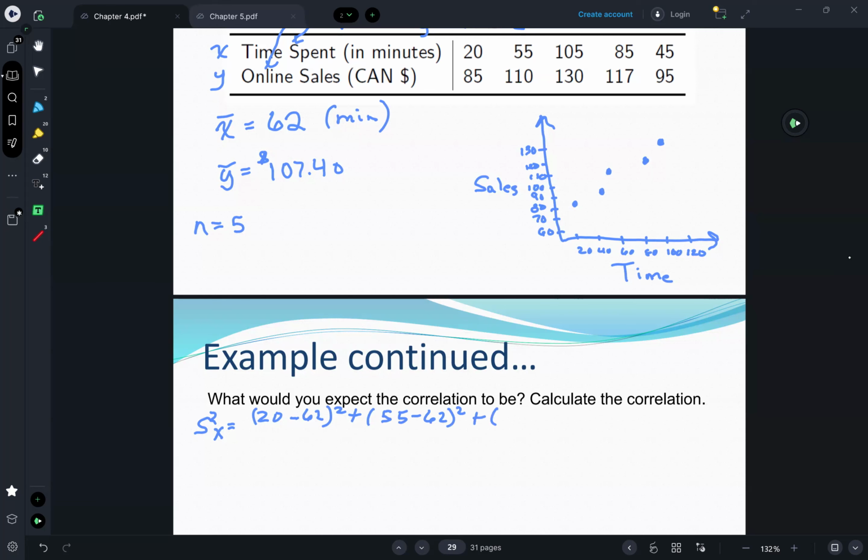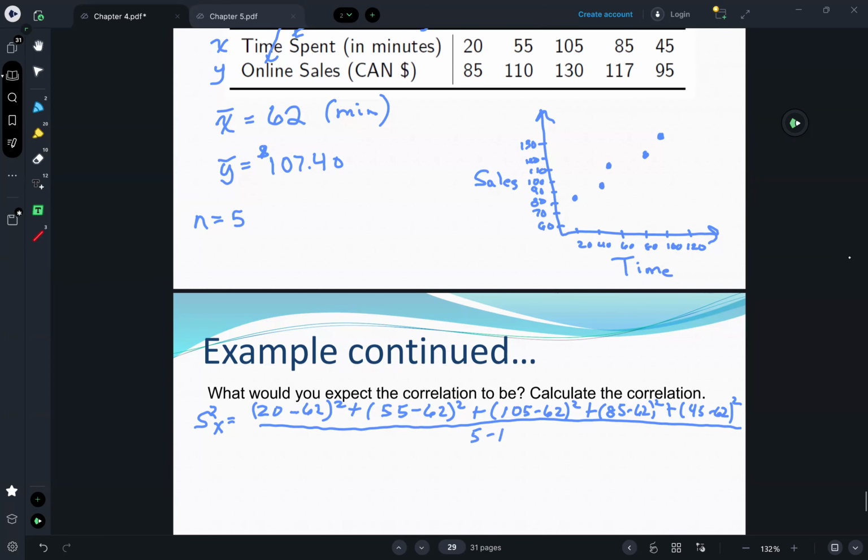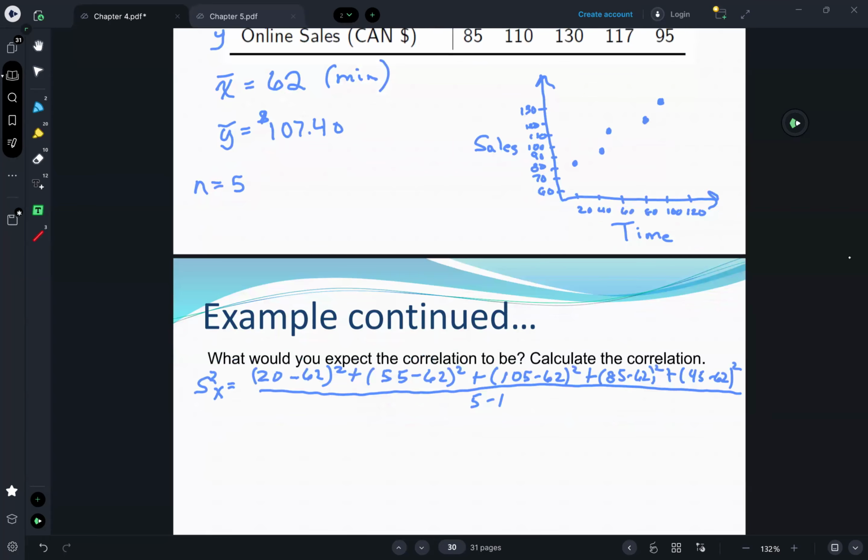Then we want to do the same thing for the next one, which is 105. Subtract 62, square. Plus 85, subtract 62 and square. And finally 45, subtract 62 and square. And all that gets divided by 5 minus 1. So I'm just going to do an equals there. We can break this down. If you want, you can break it down.